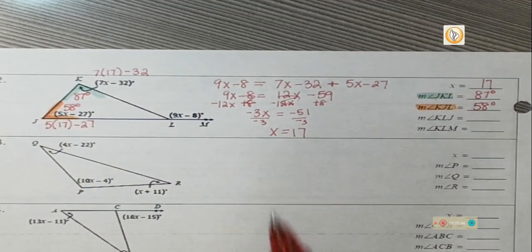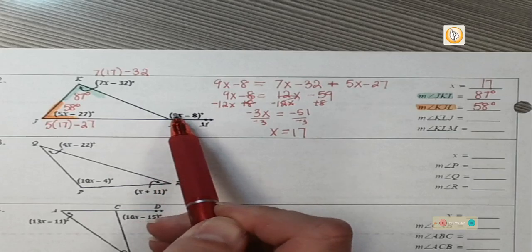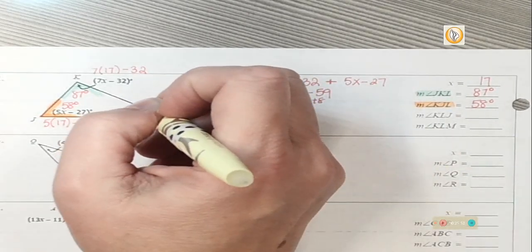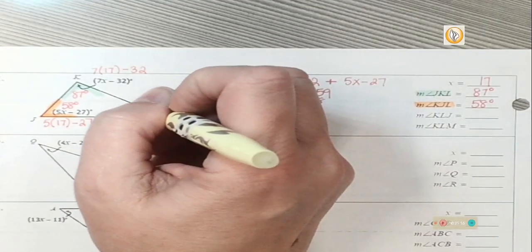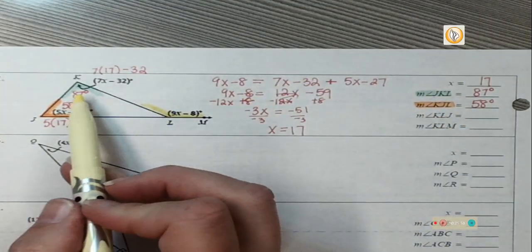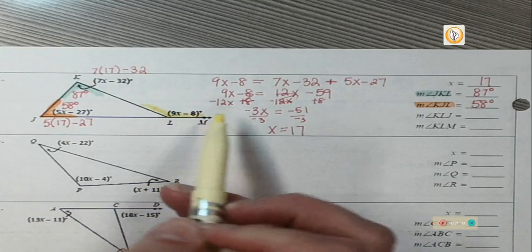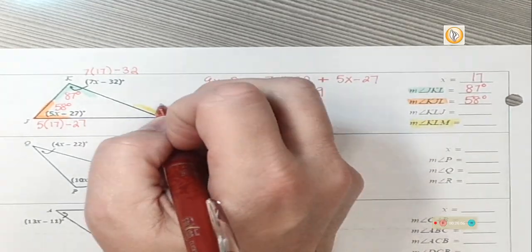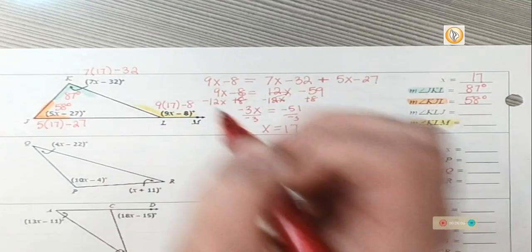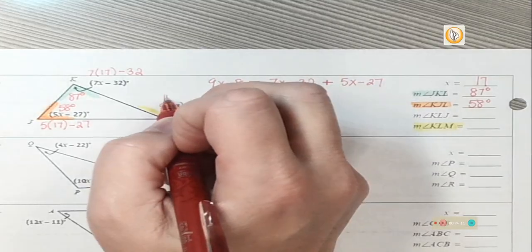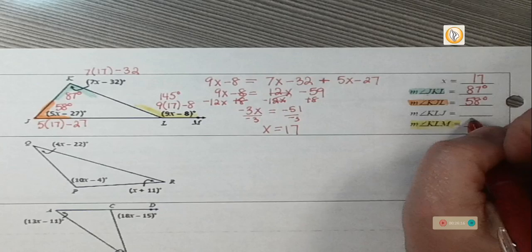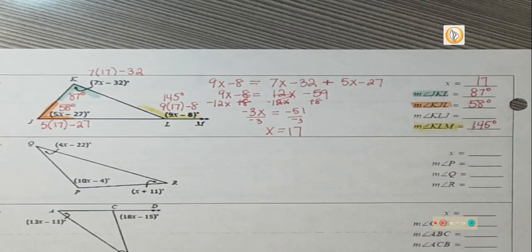Okay. It's these two that I worry about. Okay. This angle right here. This 9x minus 8. That is KLM. You're going to find that by doing 9 times 17 minus 8. Tell me what you got. My friend's telling me 145. I trust her, but you verify because we want to make sure we're right. So 145. Now, the only angle that I have not done yet is KLJ.